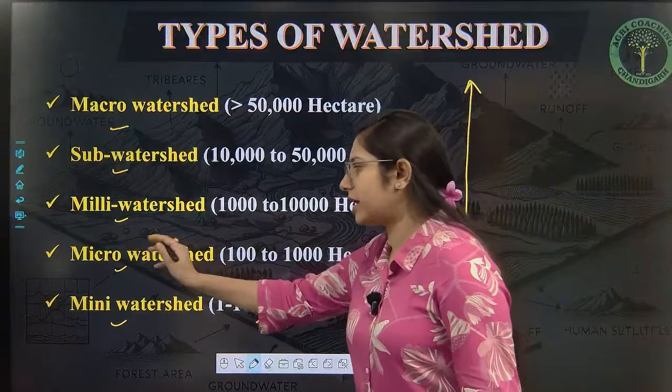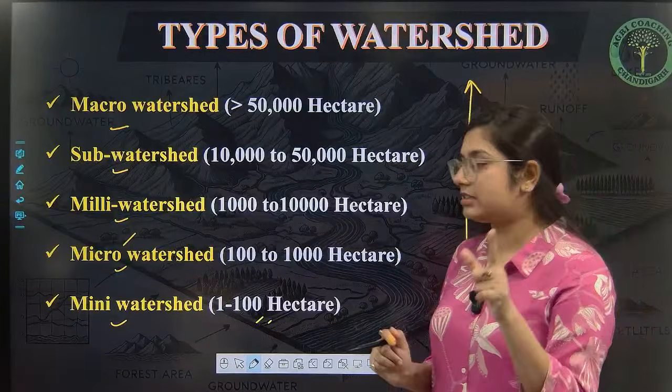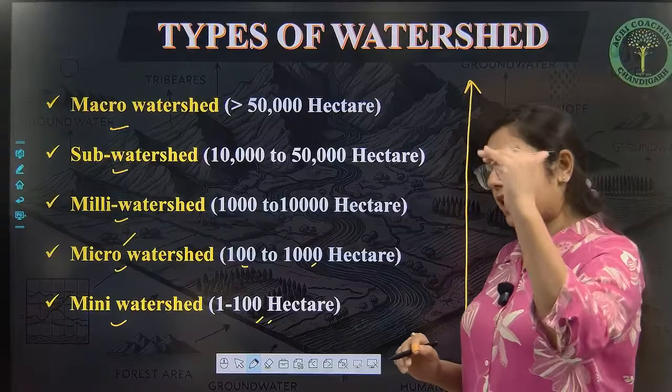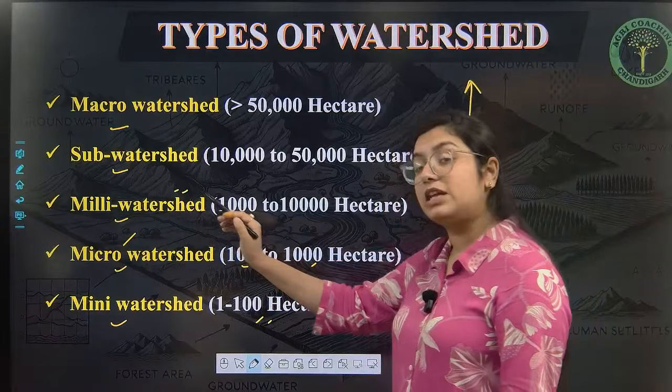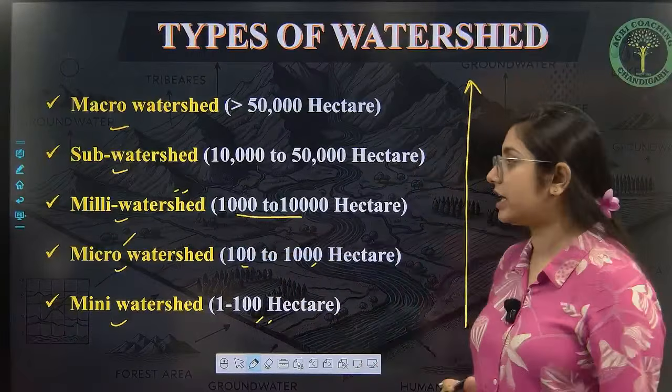Then next we have the micro. Micro is bigger than mini, right? So definitely the size will be around 100 to 1000 hectares. Above micro we have the milli watershed. Milli watershed, the size will be 1000 to 10,000 hectares.